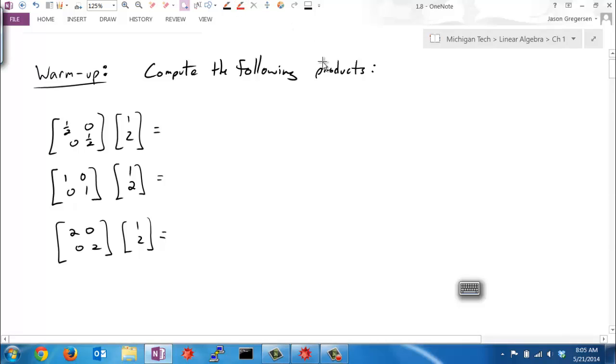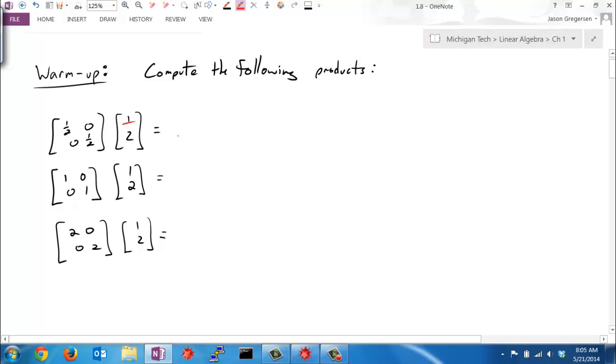All right, so let's take a look at the warm-up here. The warm-up is just doing a little bit of matrix vector multiplication. We're just going to go through this one real quick. A couple ways we can do this. One way is to think about the linear combination of the columns of the matrix technique.